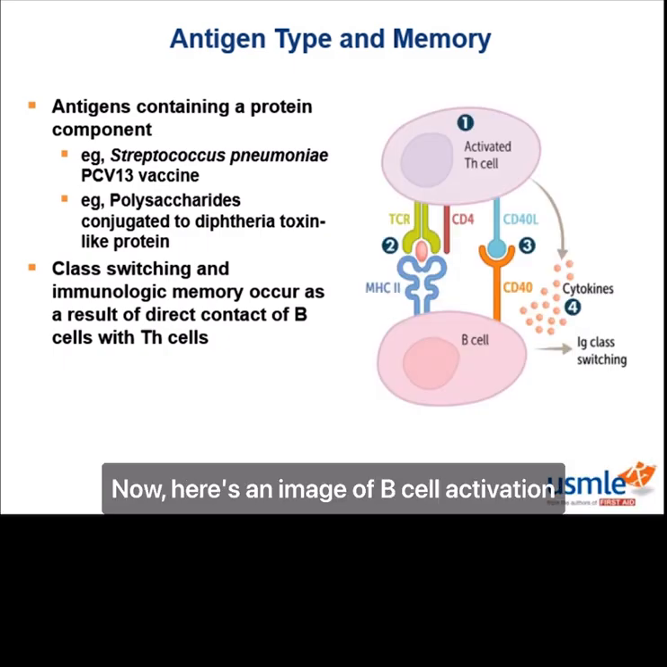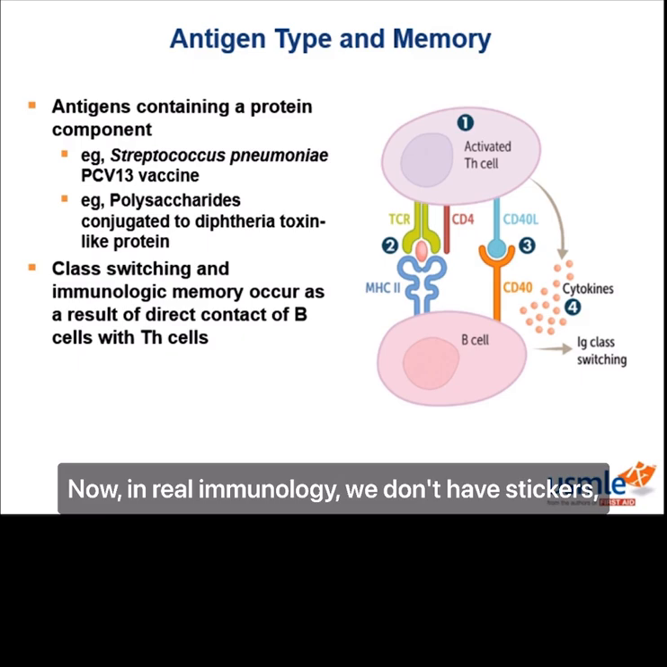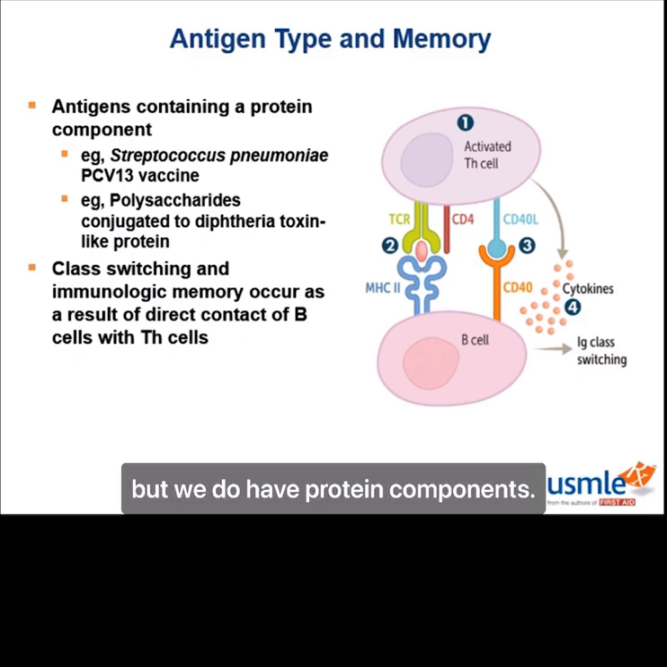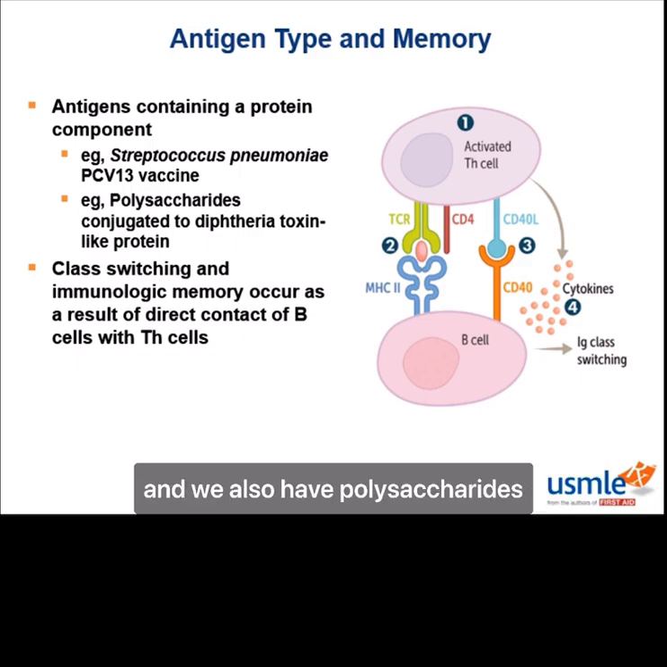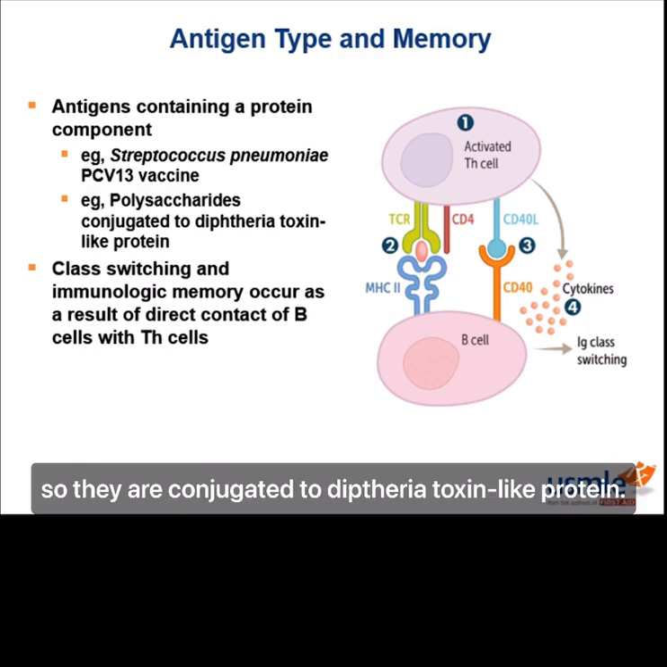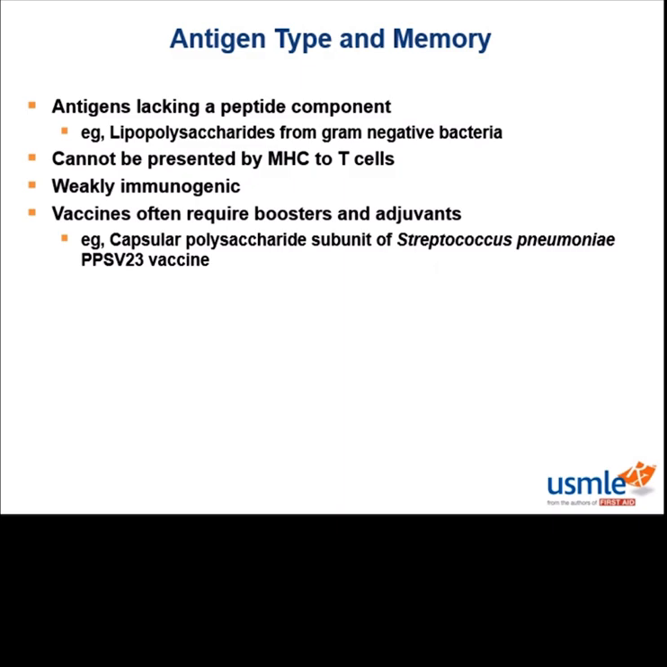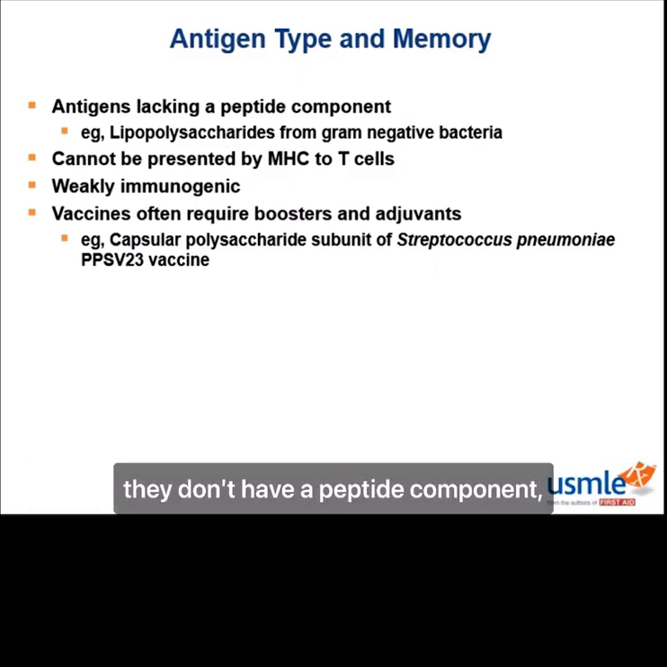Now, here's an image of B cell activation and class switching involving a thymus-dependent antigen. Now, in real immunology, we don't have stickers, but we do have protein components. And some examples are the Streptococcus pneumoniae PCV13 vaccine. And we also have polysaccharides that can't get presented to T cells on their own, so they are conjugated to diphtheria toxin-like protein.